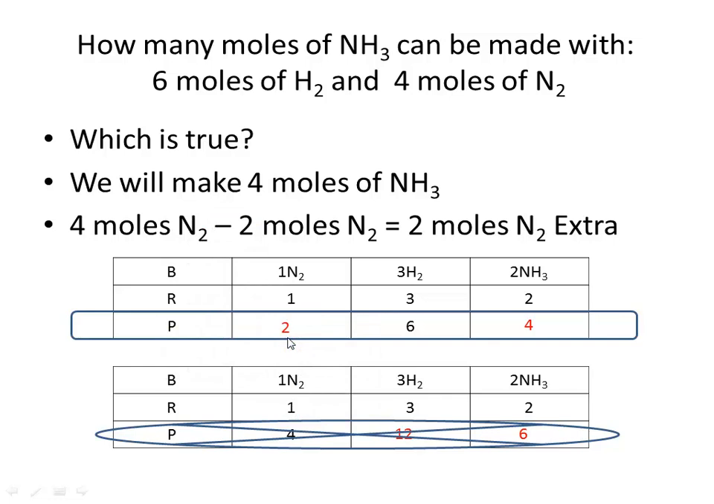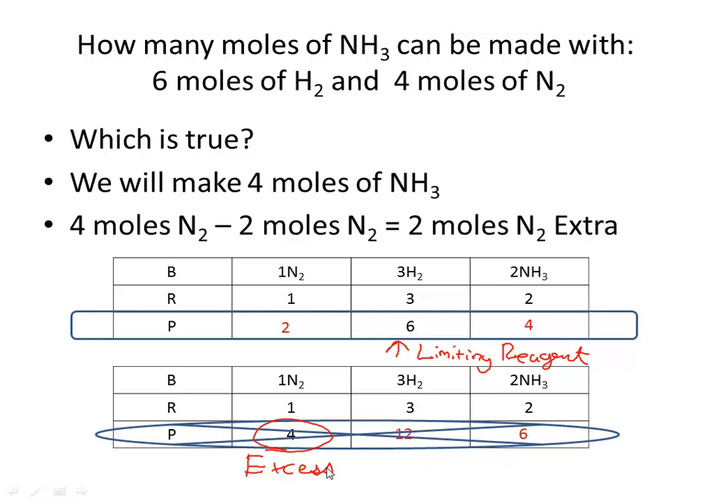So this here is our limiting reagent. H2 is your limiting reagent. It's got to run out first, right? And then N2 is my excess reagent. Excess means there's left over.